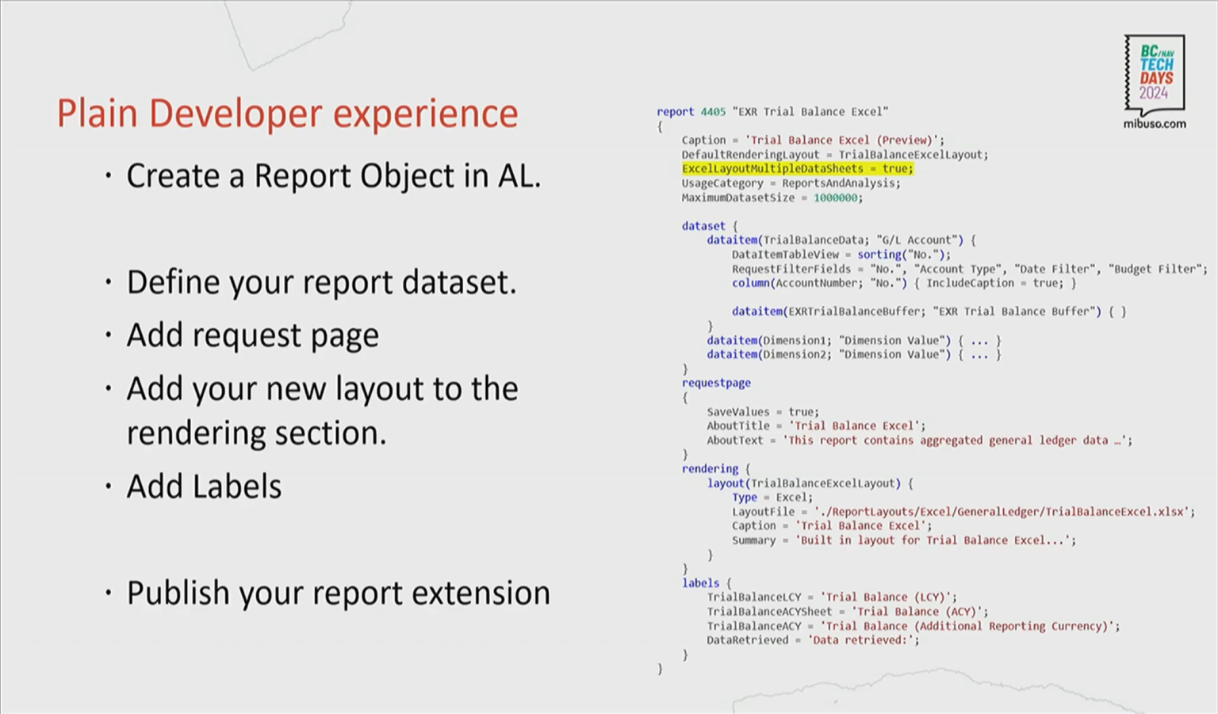One of the key features you have to remember when you want to do Excel is the new property that we highlighted in yellow, because that is the one that specifies that all top-level data items go to individual sheets, which means that you get a much more comprehensive data set. The other part that you have to think about, just take the headlines now, is the data set definition itself. You have the request page, layout section with the number of layouts that you want to have in your report, 1 or more, and a group of labels that you want to have. When you have built all of this, you can publish your report extension and start to play around with it.